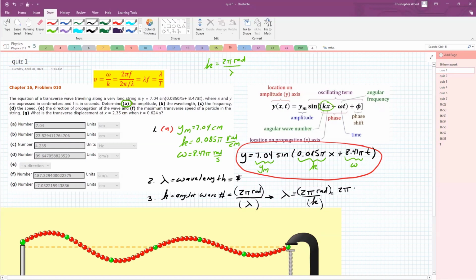Okay. So what is 2 pi radians divided by K? For me, K is 0.085 pi radians per centimeter. So from a dimensional point of view, I'm going to end up with centimeters, which I like, because I would expect wavelength to be expressed in some distance unit. So what is 2 pi divided by 0.085 divided by pi? The answer is 23 and some change.